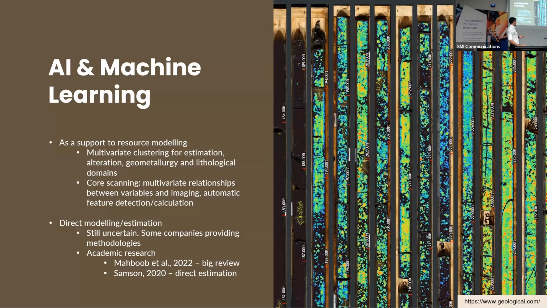Right now, there is some research. There's a couple of companies that are doing some direct modeling and direct estimation workflows using neural networks and some other machine learning techniques. I still feel like this is a little bit gray. There's some academic research on it. Maybe in the future it will substitute the traditional geostatistical tools that we have right now. But I don't feel like that's what's happening right now, but maybe in the future. But definitely as a support, I feel like every resource modeling workflow should use some machine learning to help with the data analysis.